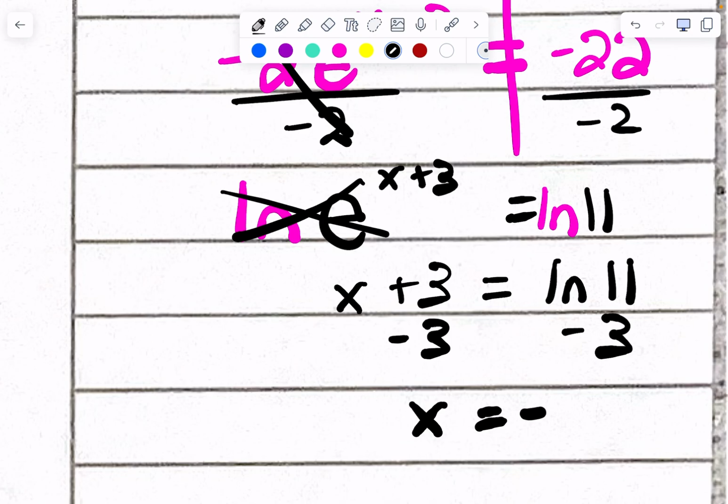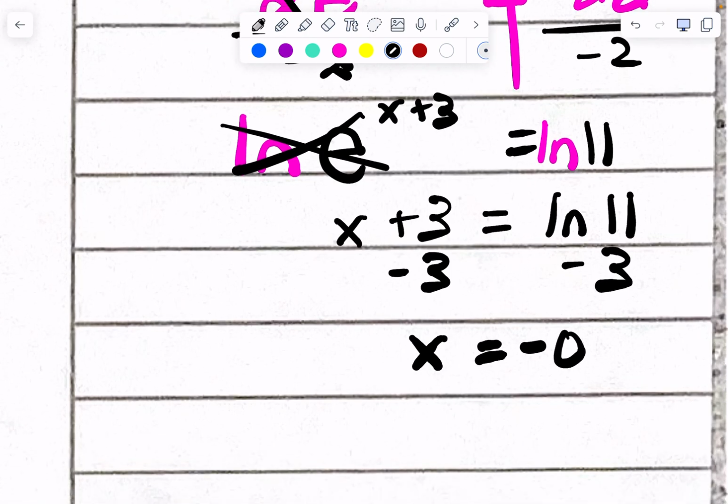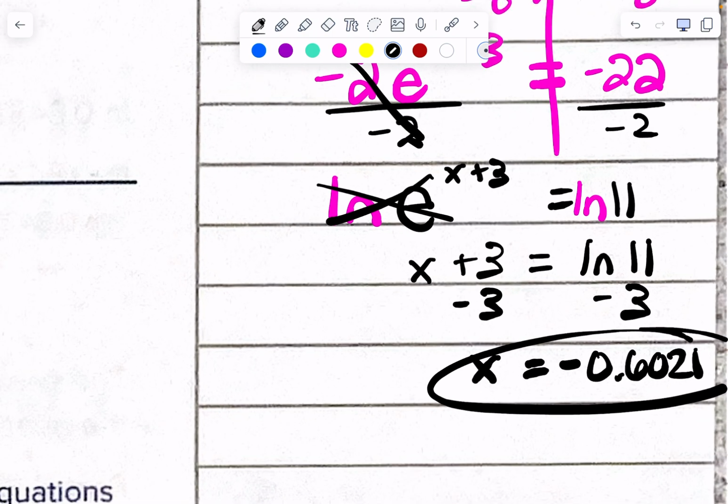Negative 0.6021. So ln and e cancel out, and everything else gets to just come down. It's very nice. ln and e cancel out.